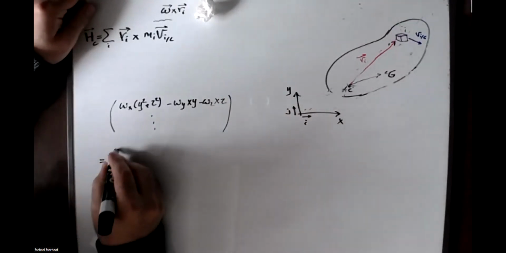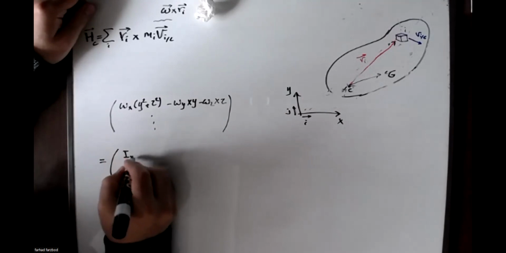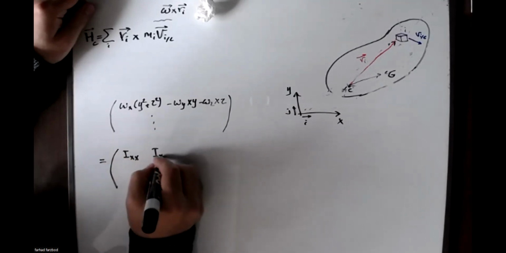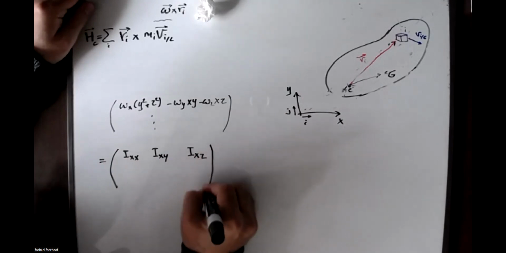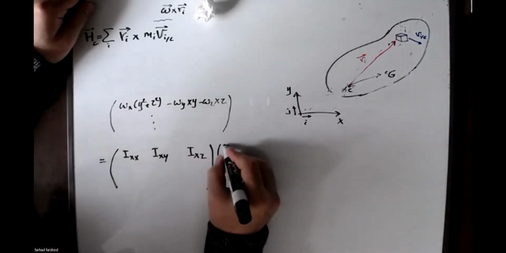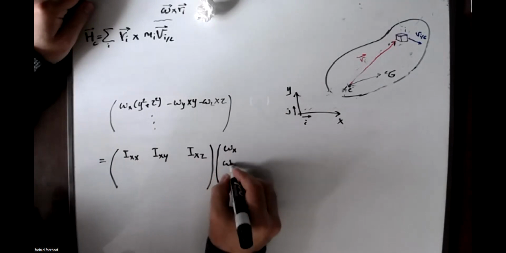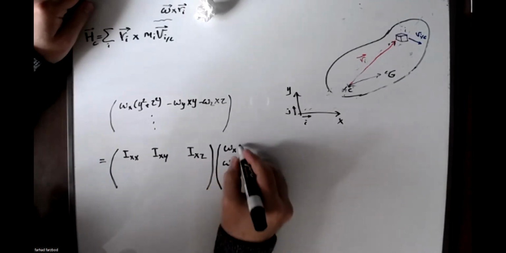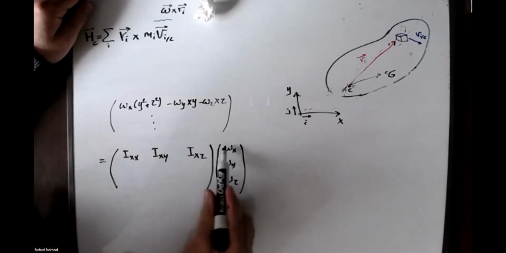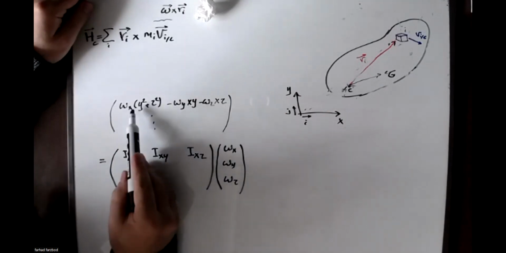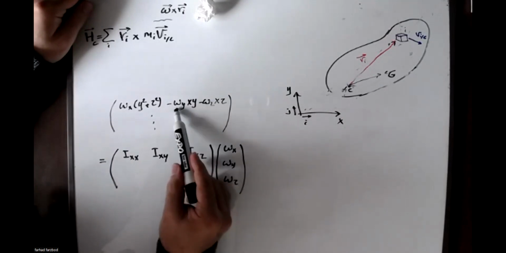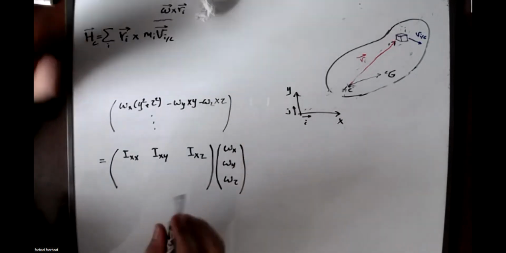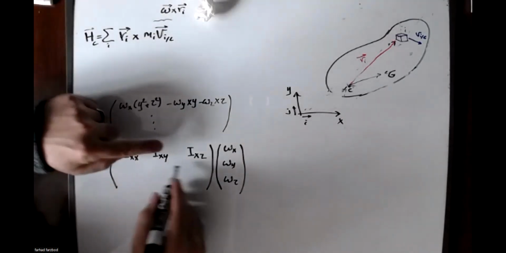So we can see that I can write it as Ixx, Ixy, Ixz, this matrix, multiplied by omega x, omega y, omega z. You see, this would be Ixx omega x, Ixy omega y, this is omega y, and this is omega z. So what are these Ixx, Ixy, Ixz?